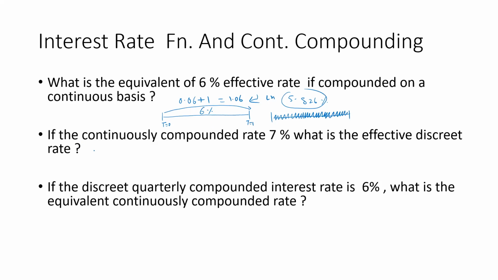Okay. Similarly, the next sum which is there: if the continuously compounded 7% rate is given, what is the effective discrete rate? So in this case, how do we do it? How do we do it in this case?